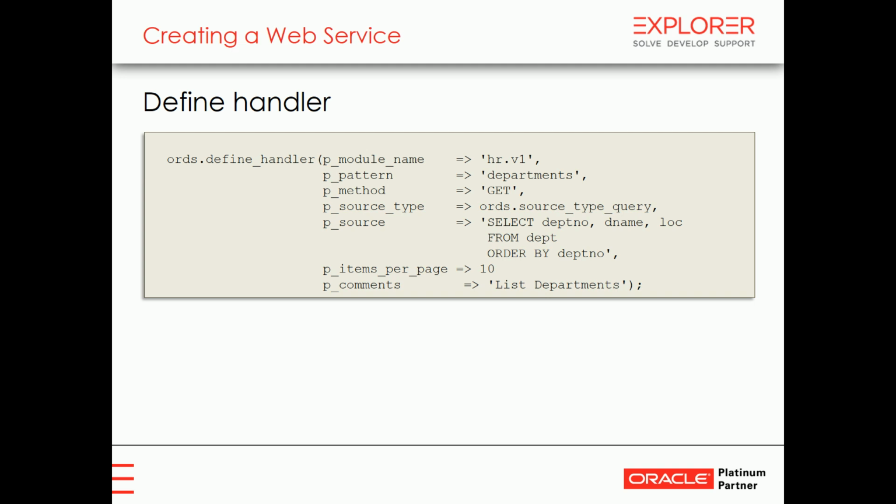This is where we call our SQL and PL SQL. A template can have one handler for each method, and the methods available are GET, POST, PUT and DELETE. In this example, we're using the GET method to return the results of a SQL query on the dep table in JSON format. Therefore, the source type needs to be source type query. If you want to return the results in CSV format, then you can use source type CSV query.